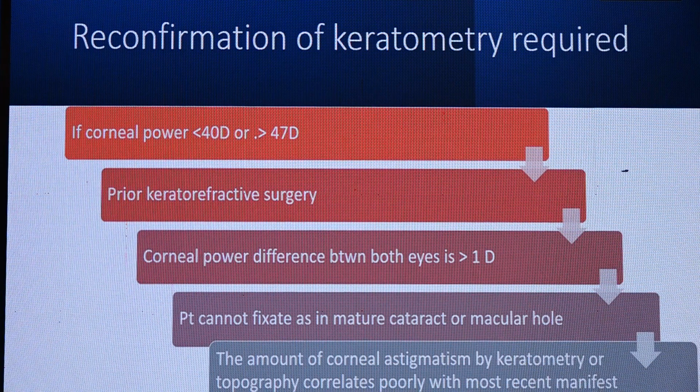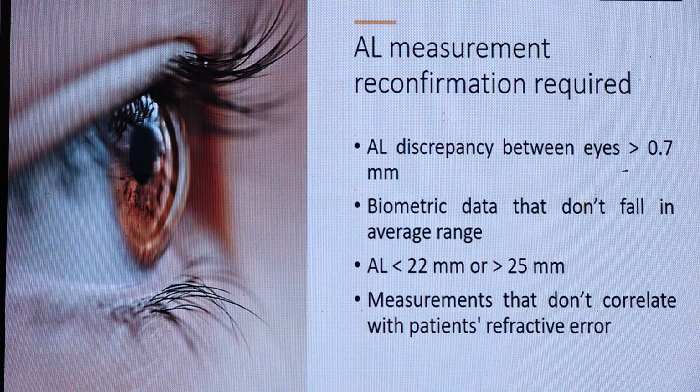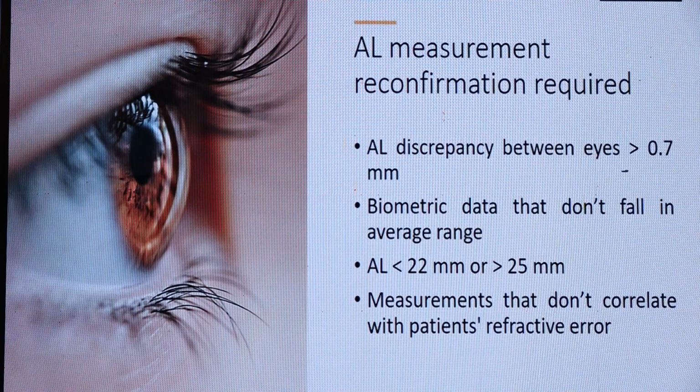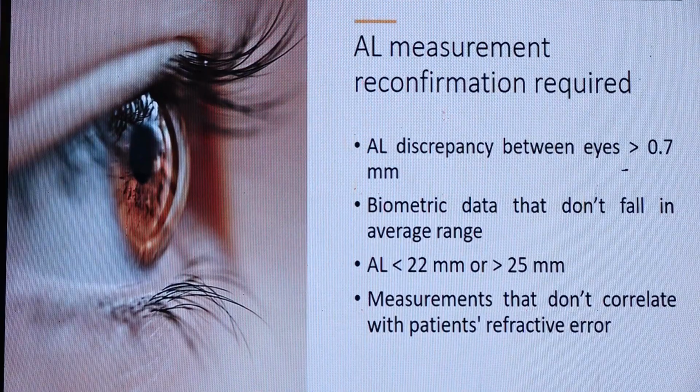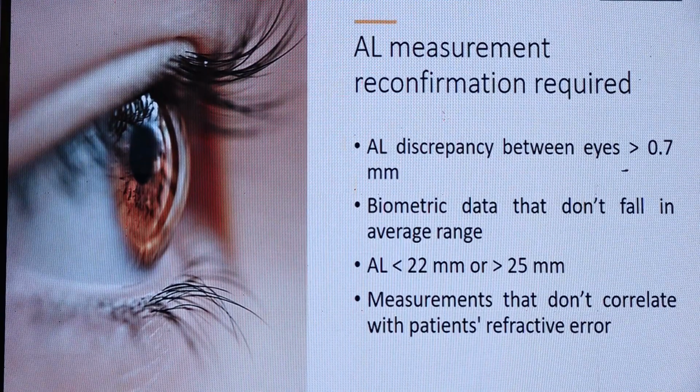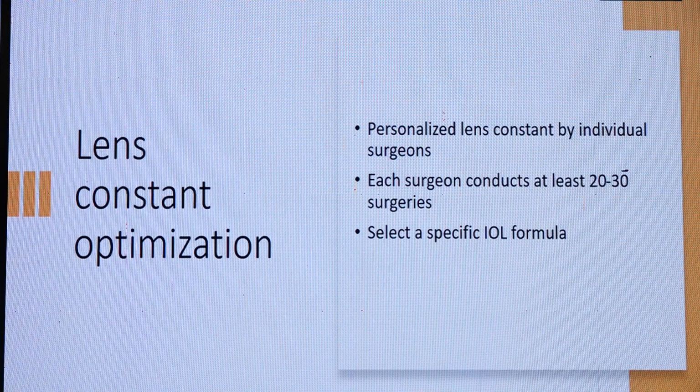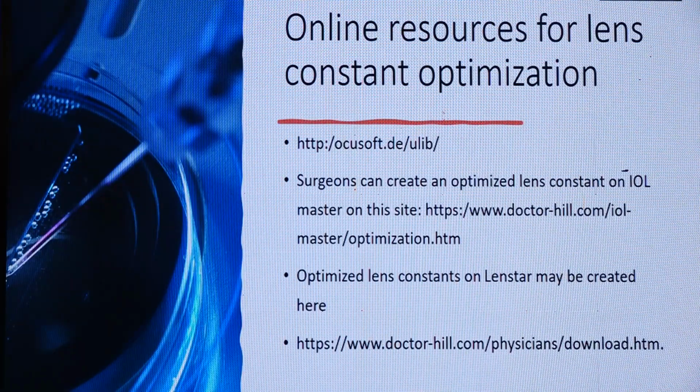So then how do we prevent it? Reconfirmation of keratometry is required in all these situations, and even reconfirmation of axial length is required whenever there is a discrepancy of about 0.7 millimeters between both the eyes, and measurements that don't correlate with the patient's refractive error. And we should never forget to optimize our A constant. These are some of the online resources for A constant optimization. So this is very helpful.